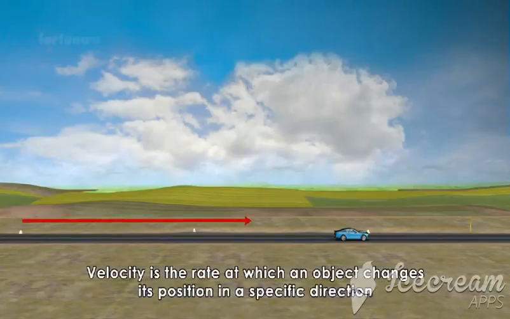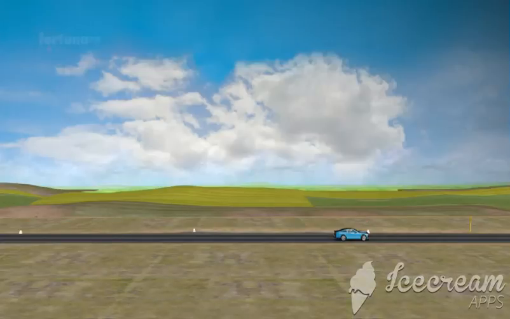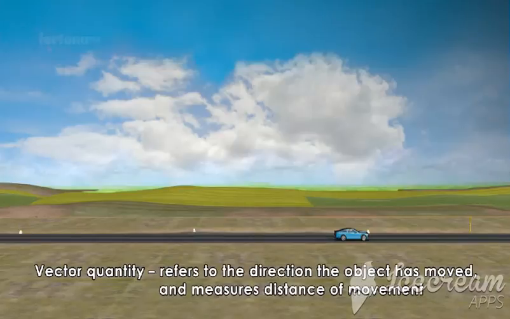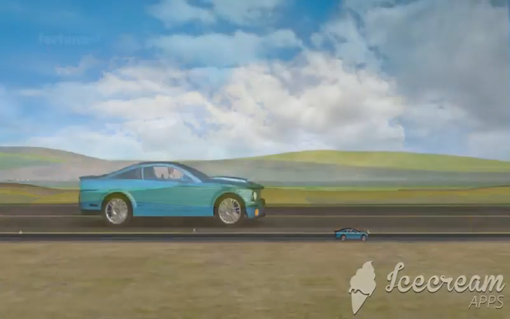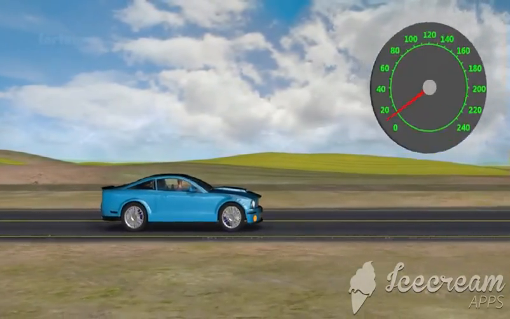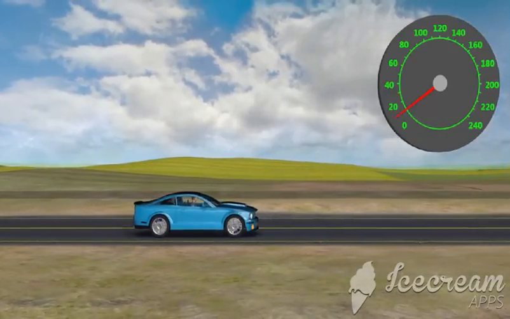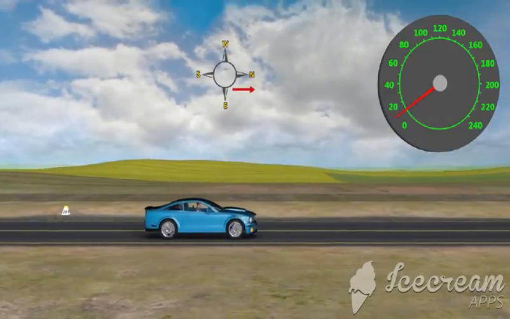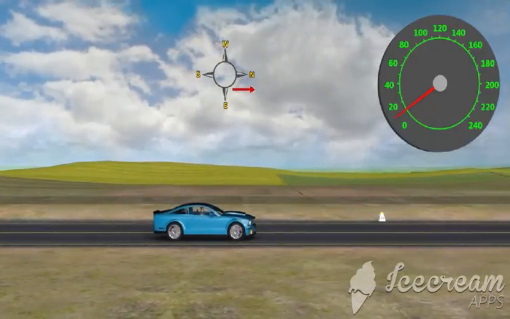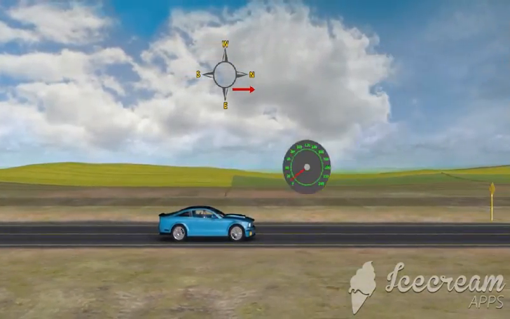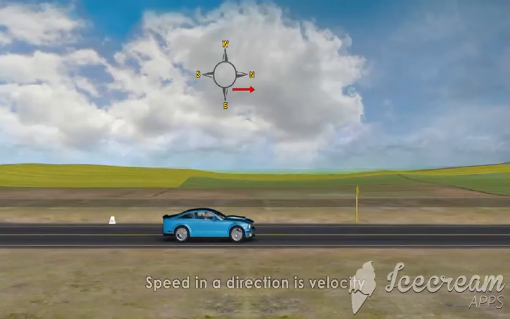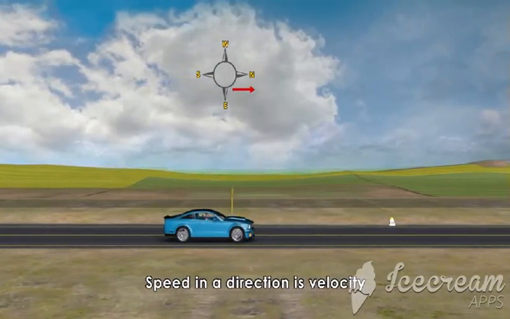Velocity is the rate at which an object changes its position in a specific direction. It is a vector quantity which refers to the direction the object has moved and measures distance of movement. Let's think of a car moving at a speed of 10 miles an hour. If we specified the direction our car was traveling in, north, for example, we would say the velocity is 10 miles per hour north. Simply put, speed in a direction is velocity.